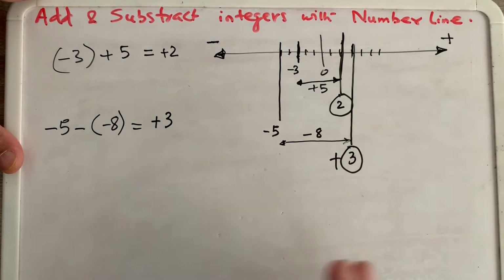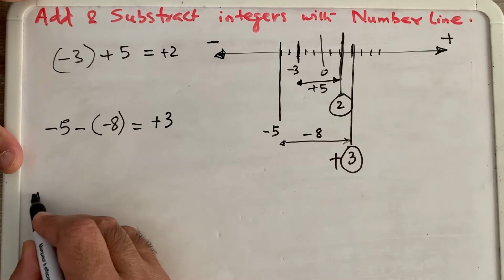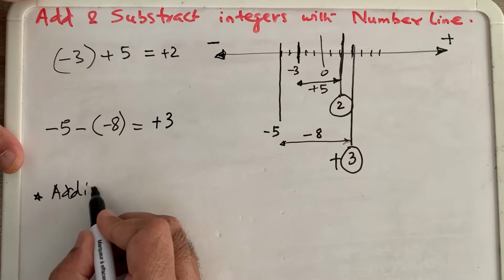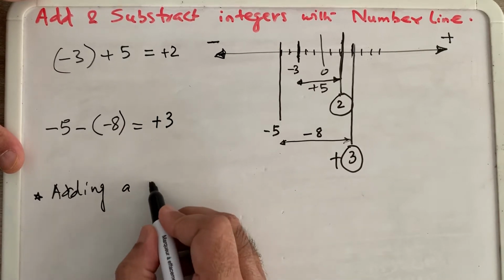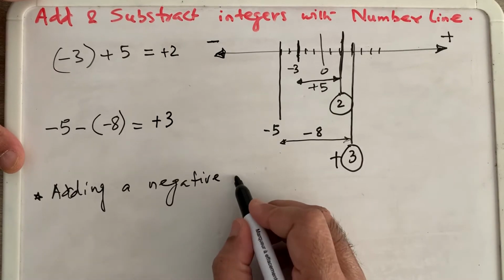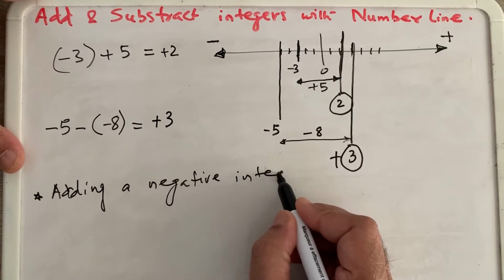So that means how to move on the number line brings us some important rules. Adding a negative integer means subtracting its opposite. What are we saying? The rule is adding a negative integer.